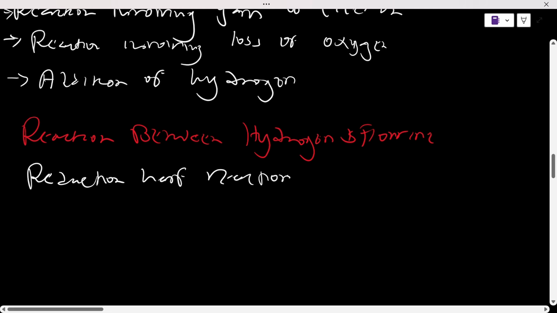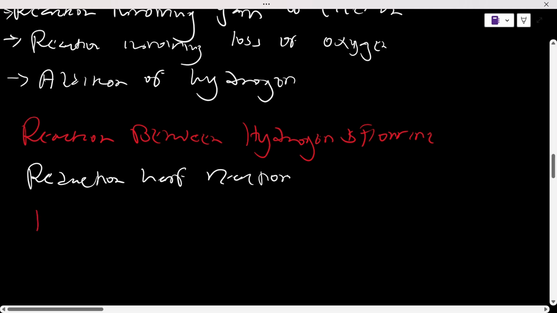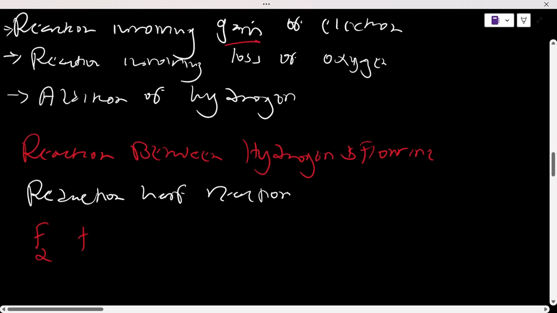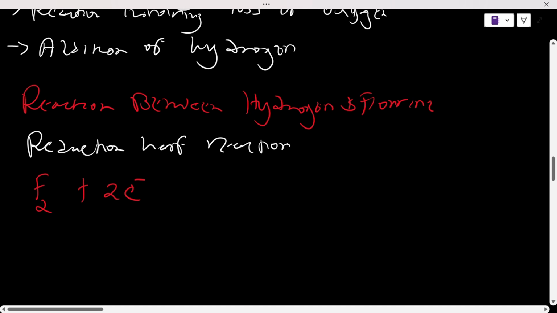The reduction half reaction here is going to be fluorine. Fluorine is supposed to accept, because it is a reaction involving gain of electrons. So it's supposed to gain the two electrons that were donated by hydrogen. Then what are we going to form? We are going to form 2F minus.